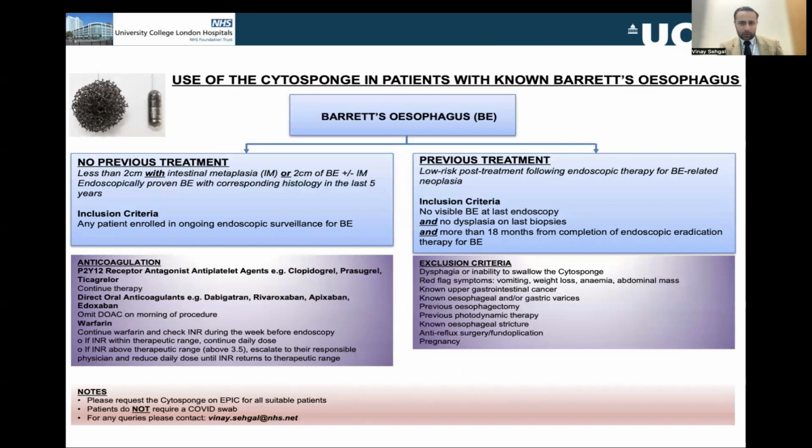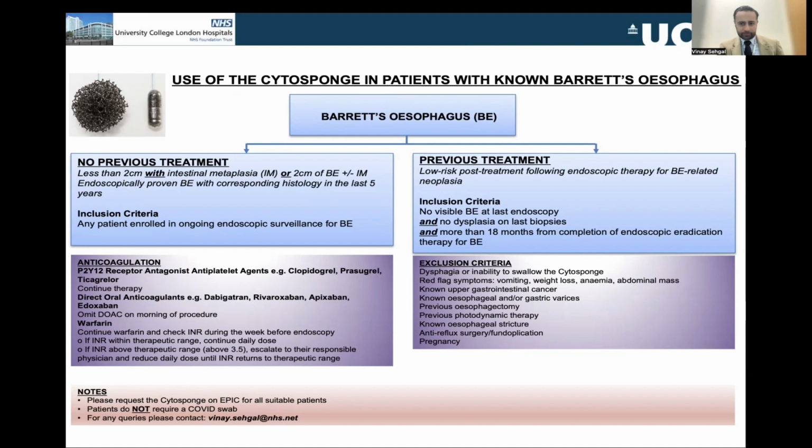So we divided our cohort of Barrett's patients into those with no previous therapy, which formed the biggest arm, and these are patients that had either a less than 2 centimeter segment of Barrett's with intestinal metaplasia or more than 2 centimeters of Barrett's with confirmed biopsies in the past 5 years. And we also looked at a smaller group of patients that had previously completed endoscopic eradication therapy and, given previous evidence, were deemed low risk.